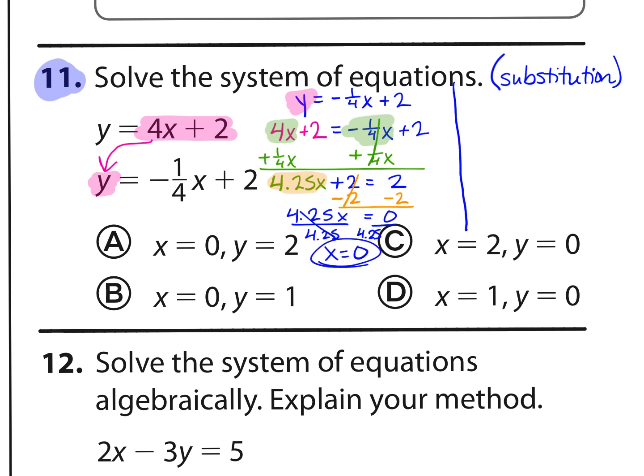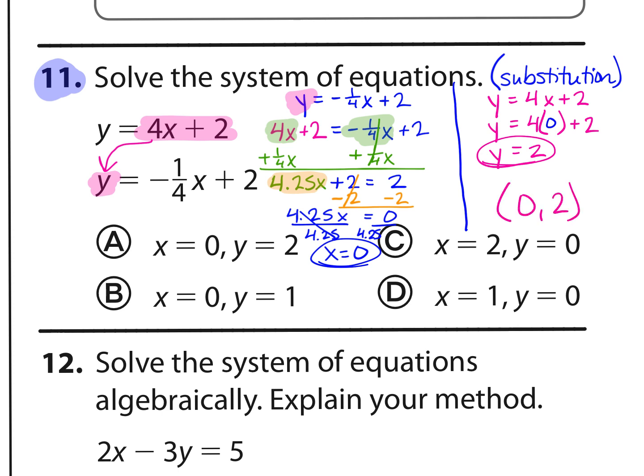Now we know the value of x. We've done most of our work. We're going to go back and write down either one of those first two original equations. I'm going to pick the top one. And we will once again substitute. This time we're going to plug in x, which is 0, and solve for y. So 4 times 0 is 0, plus 2 is 2. And we get that x is 0, y is 2, and that is answer choice A.